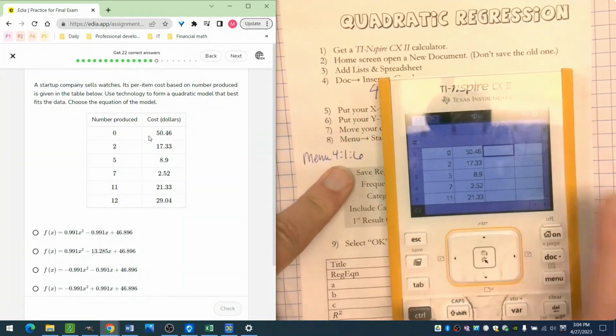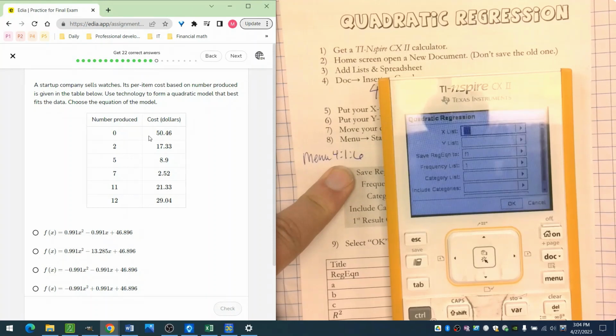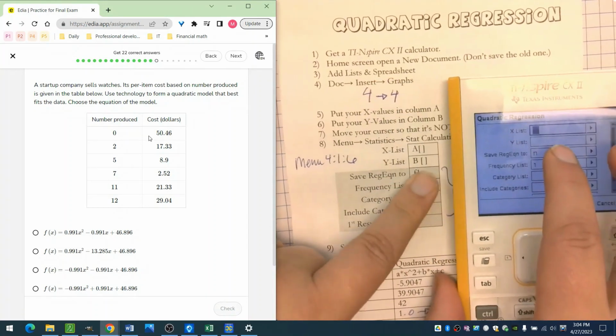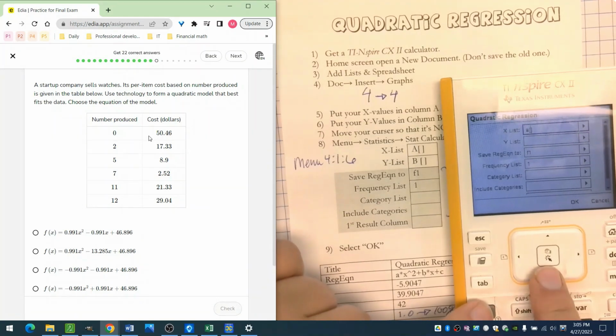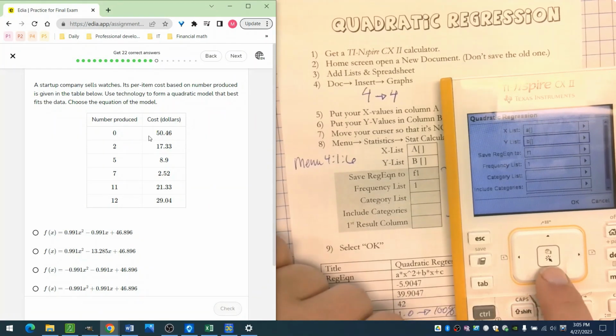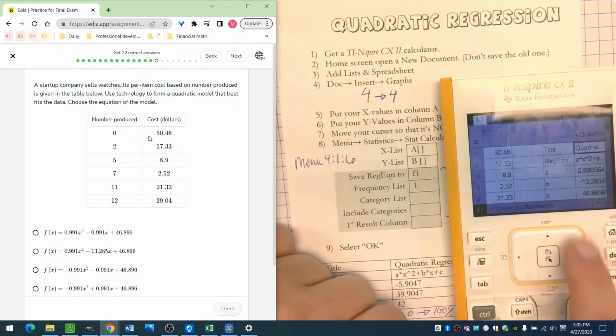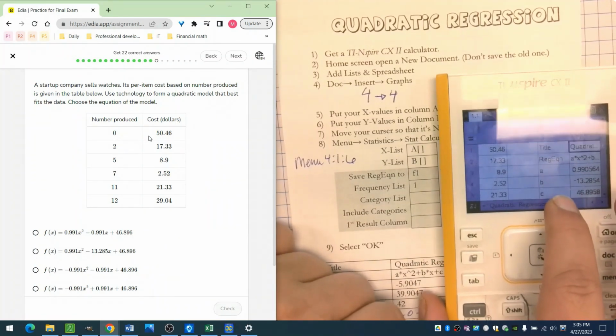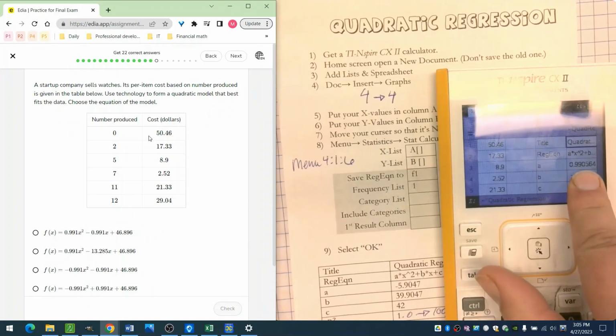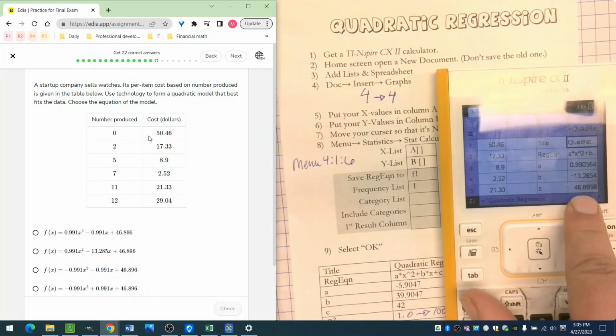Then we do menu 416. Put in the A and the B so it looks exactly like that. It's going to pop out your data. Gave me my equation. This is my ABC. So this is the number that goes in front of the x squared. This goes in front of the x, and this is the number at the end.